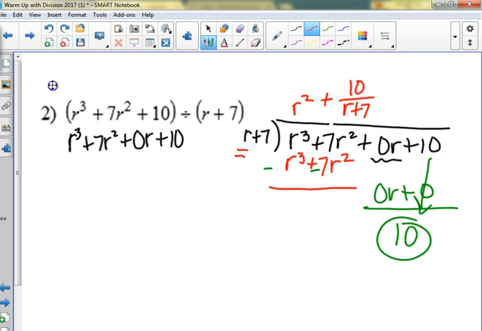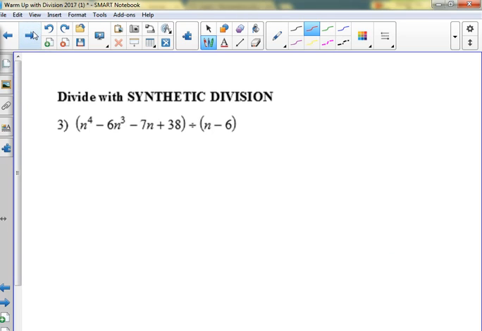All right. We're going to do a couple trickier ones for great fun. But let's learn synthetic first. Okay. That's horrifying. Should be doing long.